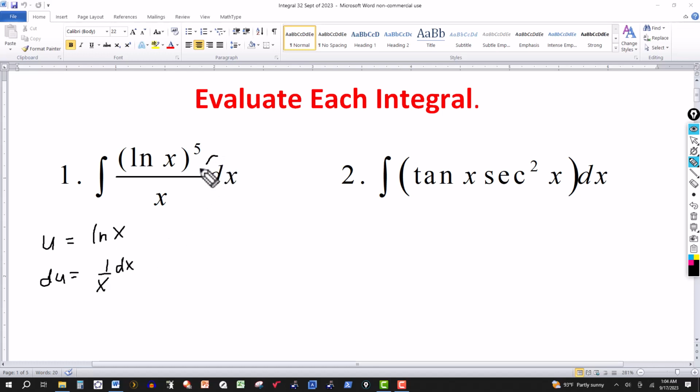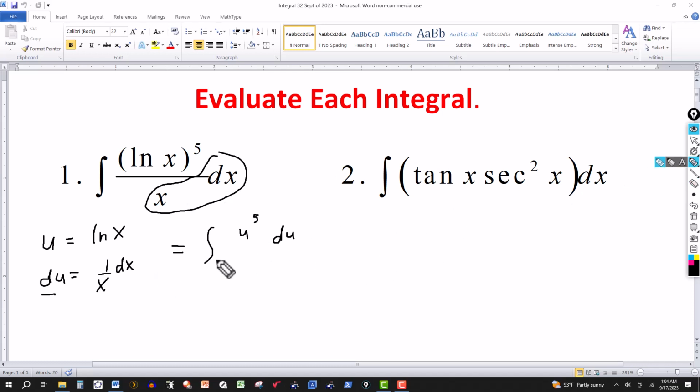So notice right here, I have dx over x. So I can replace the dx over x by du. The ln of x here, of course, is your u. So we can rewrite this as the integral. Now we're changing the variable. So the ln of x is replaced by u, and that's taken to the 5th power. The dx over x is replaced by du. And this is just over 1 here because I replaced it. So let's go ahead and remove this here.